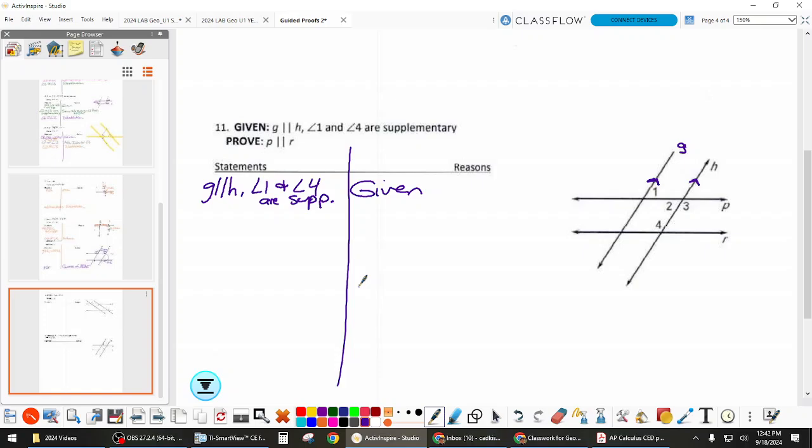First thing to remind you, actually, before we answer that, is that you can't assume any of the angles that are formed by P and R, you can't assume any of those properties to be true. So, like 3 and 4 are what kind of angles? Alternate. They're alternate interior, but we can't assume they're congruent until we prove the lines are parallel. 2 and 4 are what? Same side interior, but we can't assume they're supplementary until we prove those lines parallel.